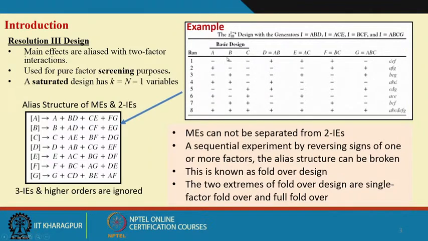For example, if here A is minus plus, this is the case. So, if you just switch over the sign, that is, reverse the sign, either of one factor, or maybe all the factors, or maybe a combination of factors. Once you reverse the sign from the first fraction, then what will happen? You will get another set of experimental data, and combining the two you will be able to de-alias some of the effects.